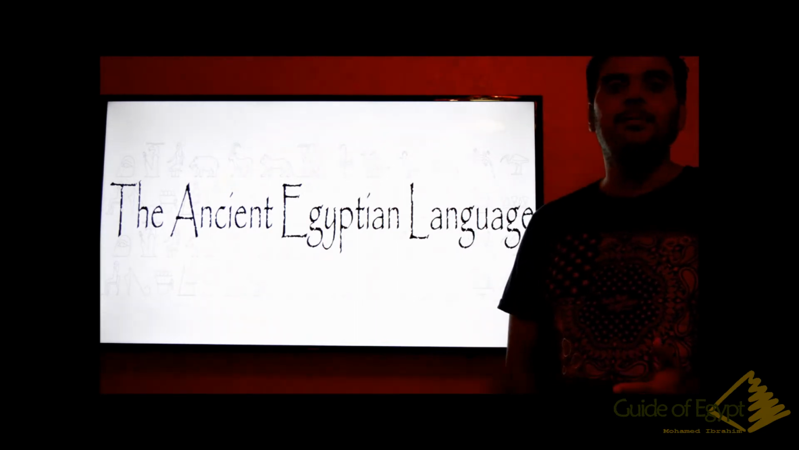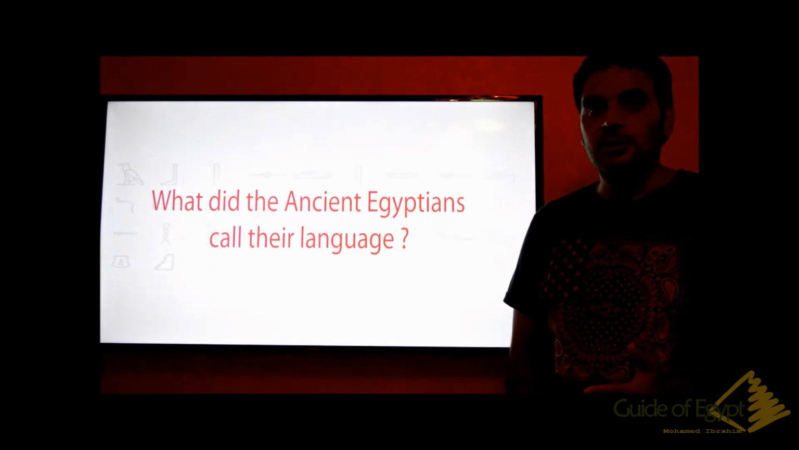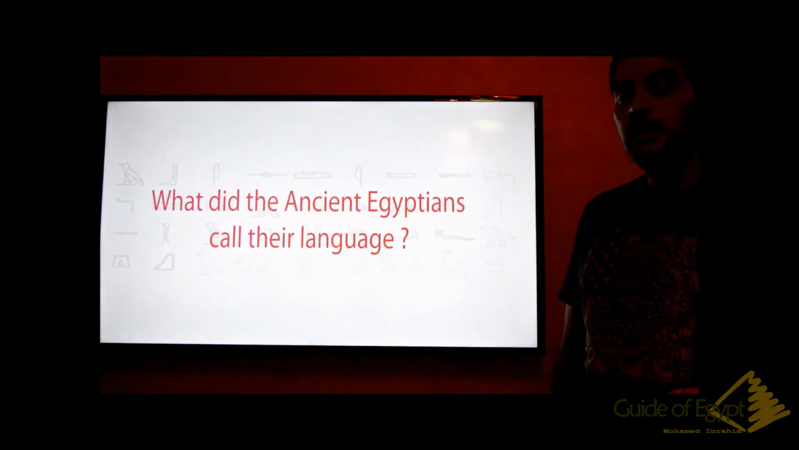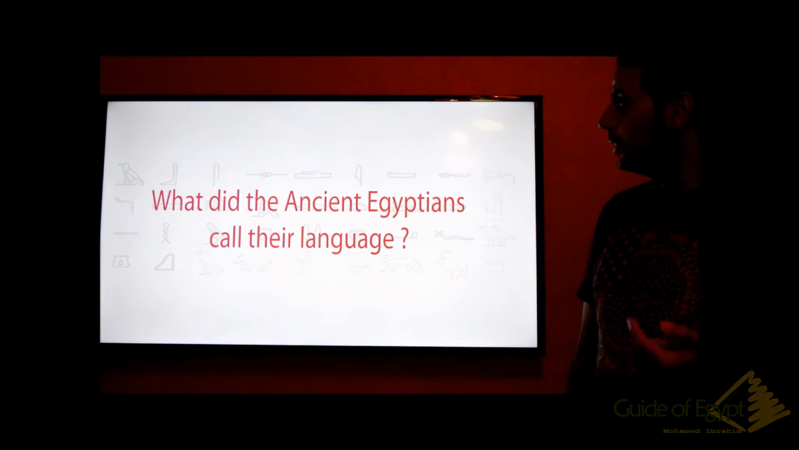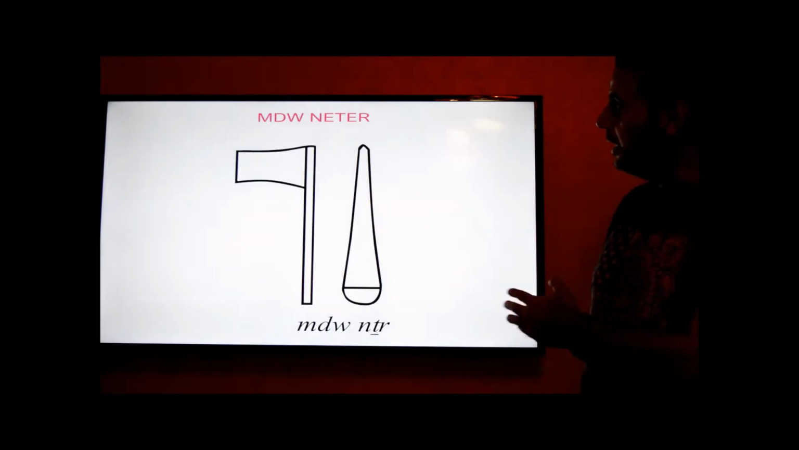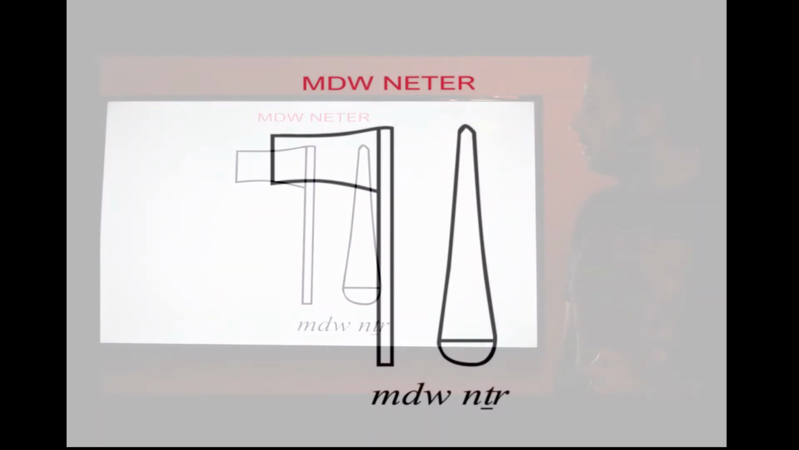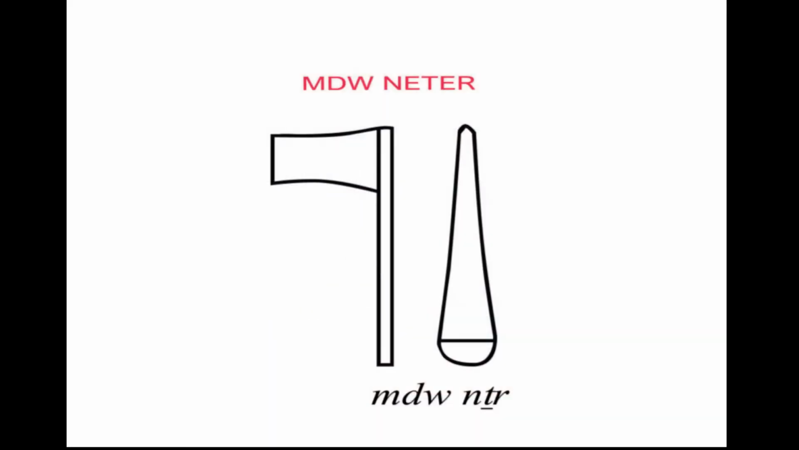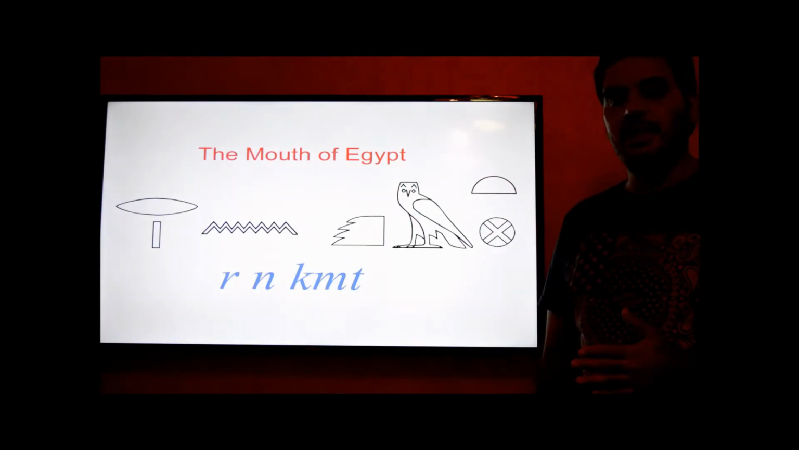We call it the Ancient Egyptian Language, the name we use in modern times. What about the name in the ancient times? The ancient Egyptians themselves called their language Medu Neter. Medu Neter means the divine words, or the language descended from the sky.